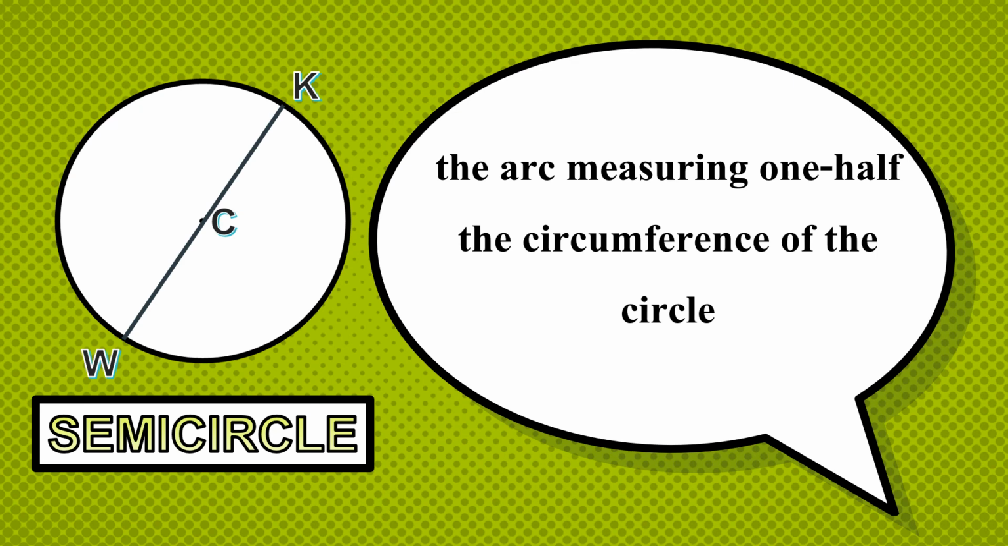We also have the semicircle. The arc measuring 1/2 the circumference of the circle. So kapag may diameter, madali nating mahahanap ang semicircle. So since itong KW ay diameter, ito yung ating semicircle hanggang dito. Kalahati ng circle. Semicircle yan. Itong kabila, that is another semicircle.